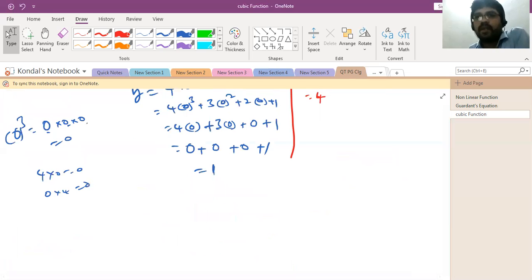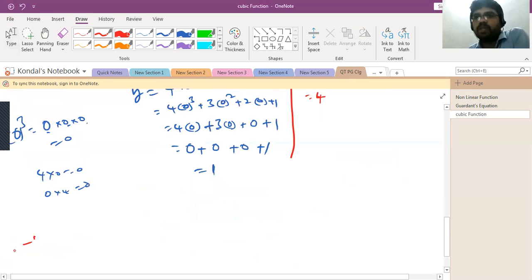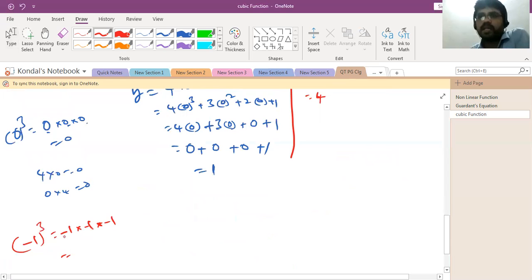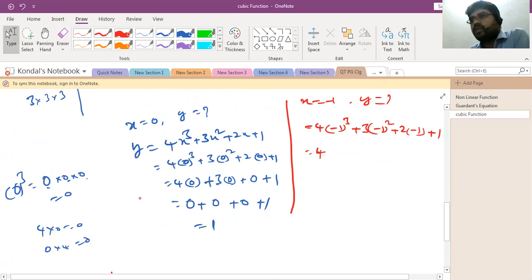Here, minus 1 whole power 3, what it means? That is minus 1 into minus 1 into minus 1. So you should consider that minus into minus is plus, plus into minus is minus. Minus, 1 into 1 is 1. So here you will get minus 1.